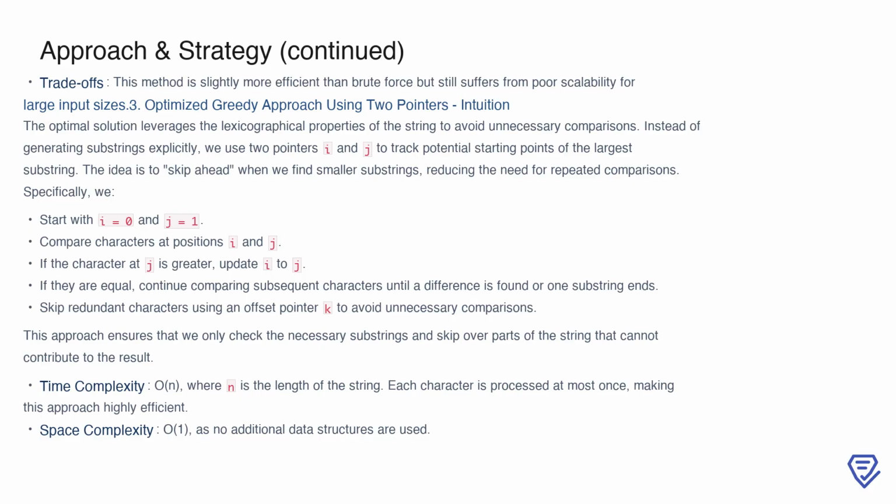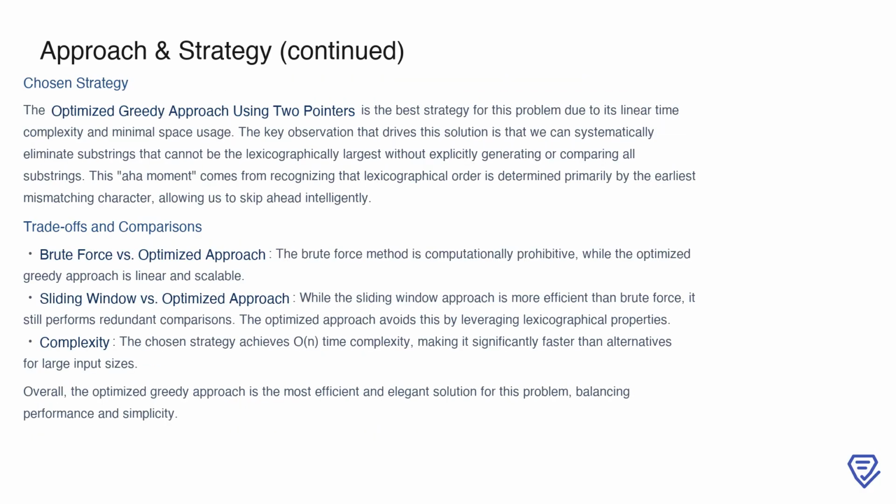This systematic approach ensures that we only examine the necessary substrings and skip over portions of the string that cannot yield the desired result. The result is an impressive time complexity of O(n), as each character in the string is processed only once. The space complexity is O(1), as no additional data structures are required, making this method both time and space efficient. The optimized greedy approach using two pointers stands out as the best strategy for this problem.